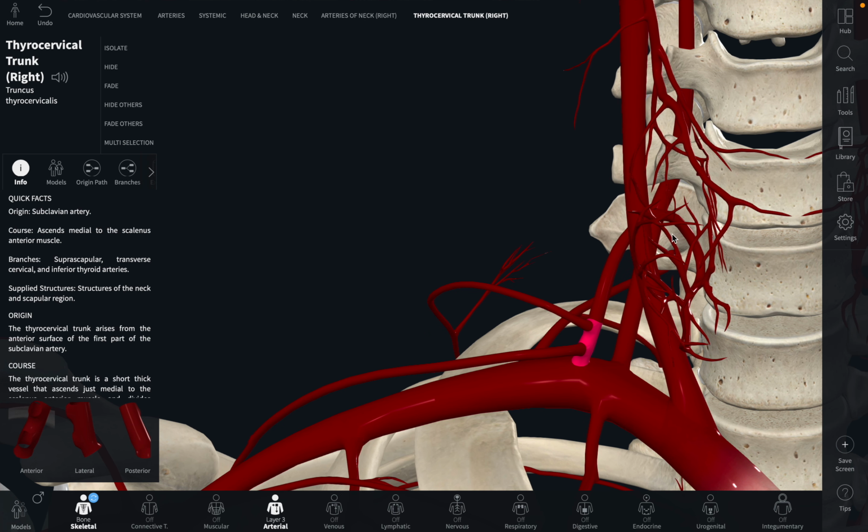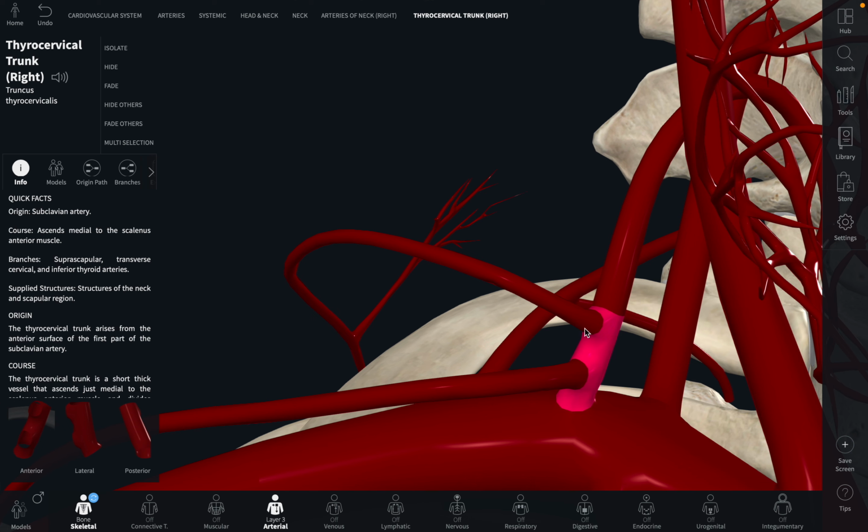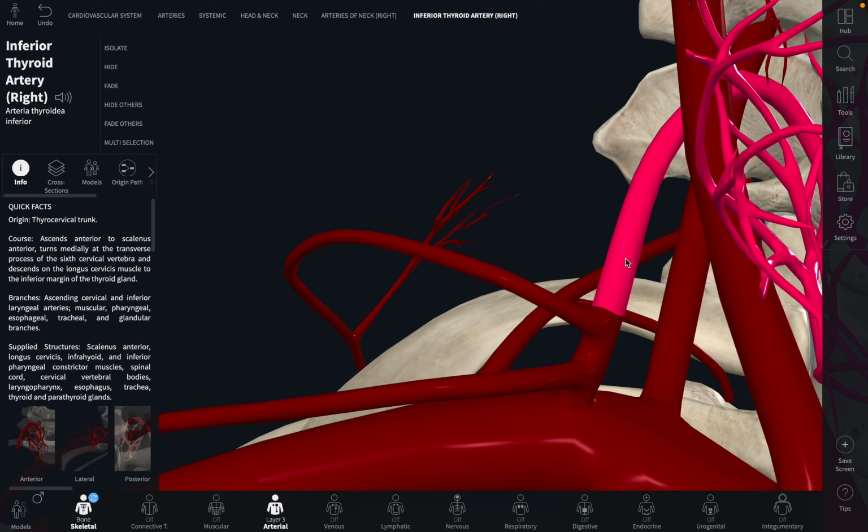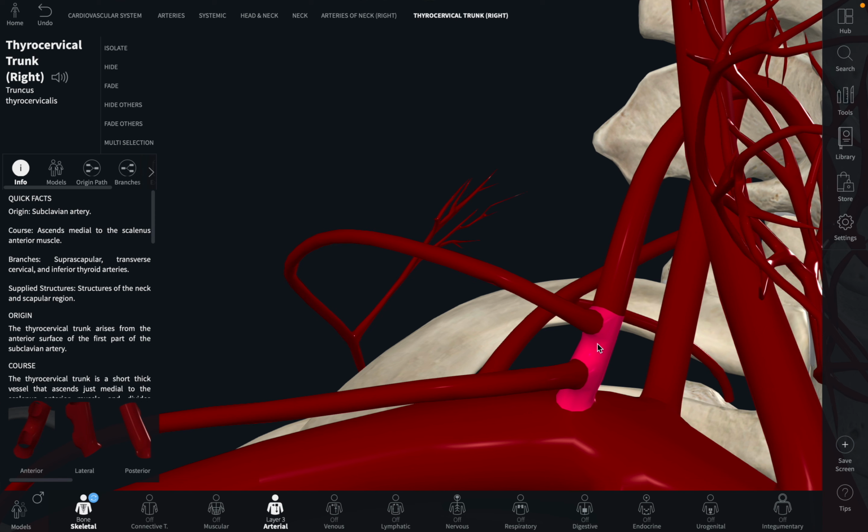I'm going to tell you one thing that is important about this thyrocervical. This thyrocervical will be the one to give you your inferior thyroid artery. You already know you have your thyroid gland in the front of your lower neck. So it is this thyrocervical trunk that will give you the inferior thyroid artery. The reason I call it the thyrocervical is because of what it supplies: the thyroid, and it's around the cervical region, so it's called thyrocervical.